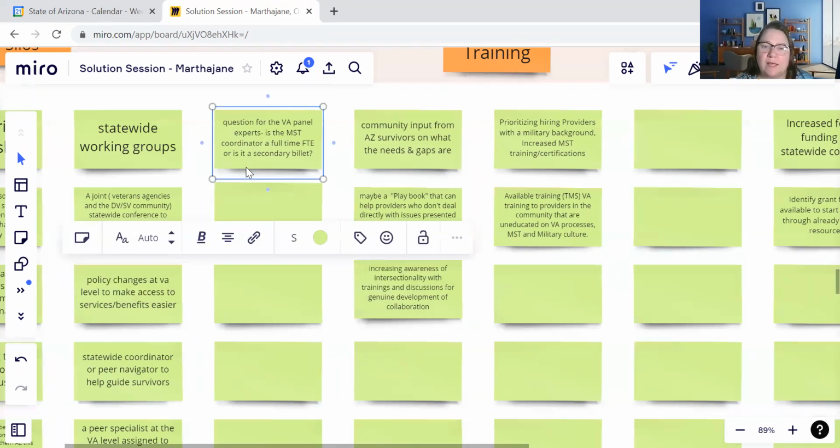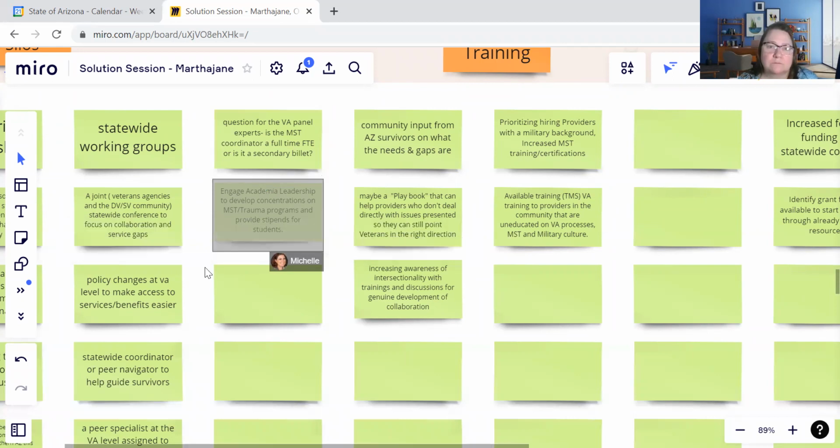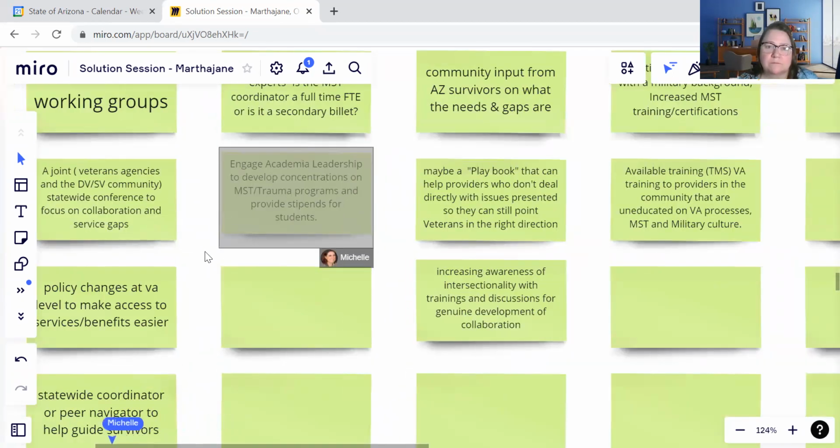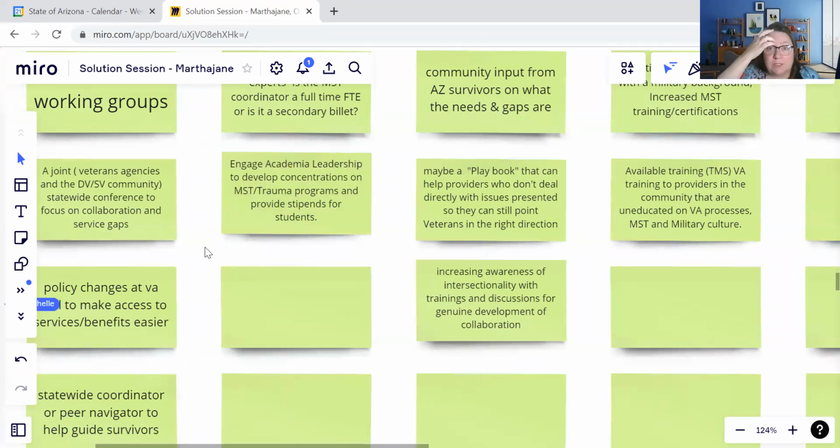There's a question for the VA panel experts. Is the MST coordinator a full-time or FTE position, or is it a secondary billet? For Southern Arizona, it's full-time. Engage academic leadership to develop concentrations on MST trauma programs and provide stipends for students.